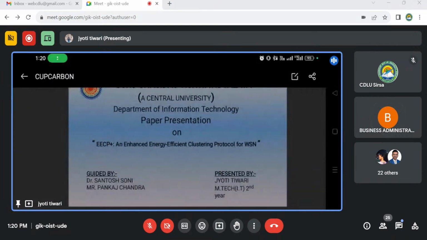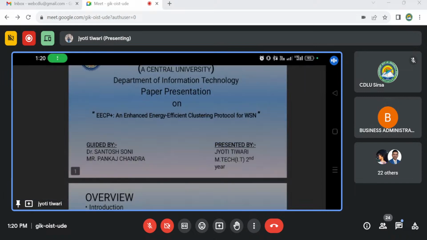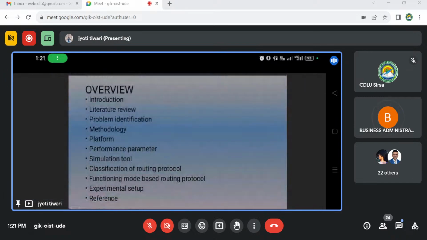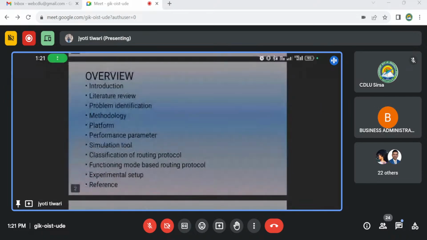Good afternoon, everyone. Firstly, my name is Jyoti Tiwari. I'm from Guru Ghasidas University. My paper presentation is on an energy efficient clustering protocol for WSN, that is, wireless sensor network. This is my overview: introduction, literature review, and others.